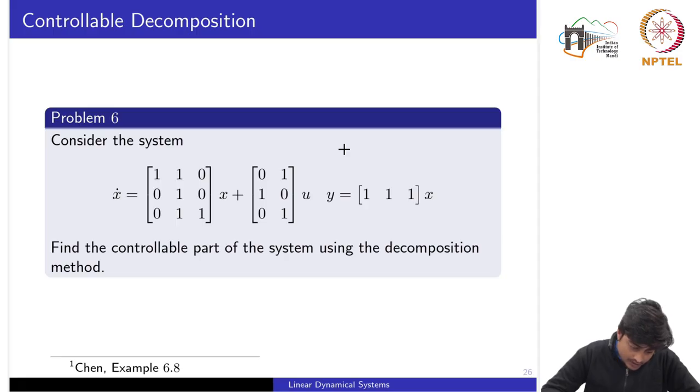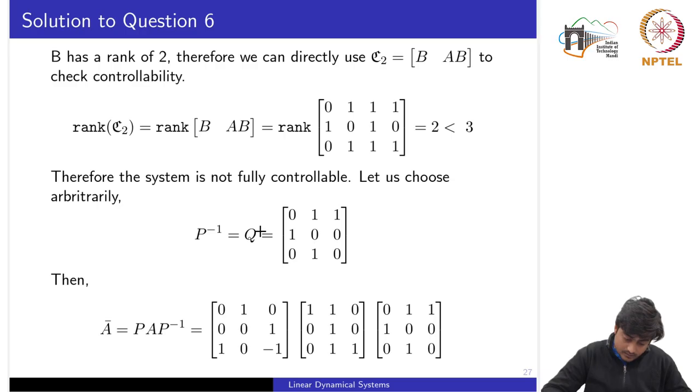So this problem is also on the controllable decomposition, the numerical computation of the controllable part using the decomposition method, where the B matrix is now a 3 cross 2 matrix, so meaning to say we have two control inputs and one output. So checking the rank of the controllability matrix, we see that again it is rank deficient, so meaning to say the system is not fully controllable.